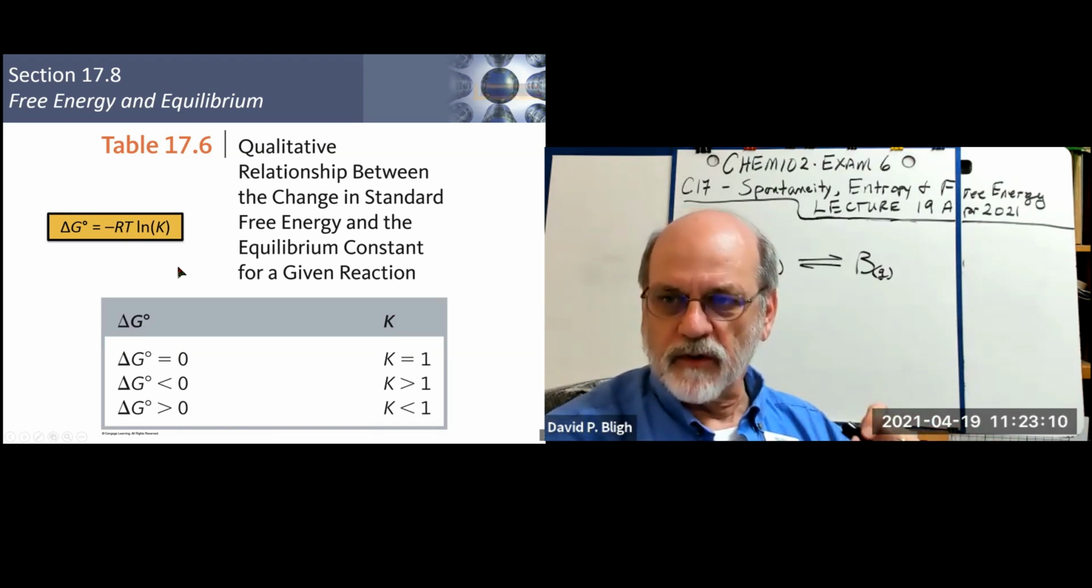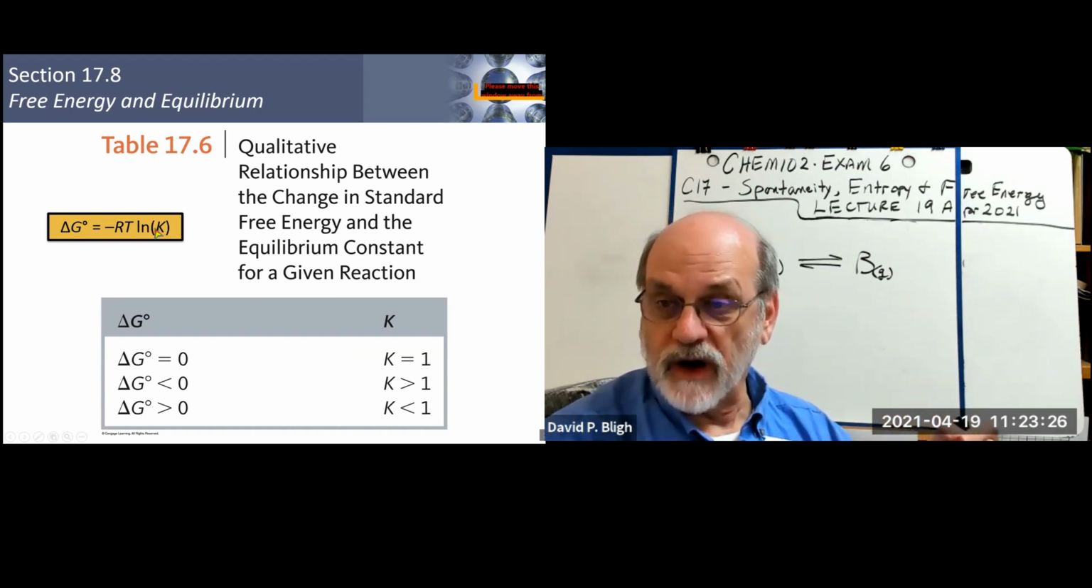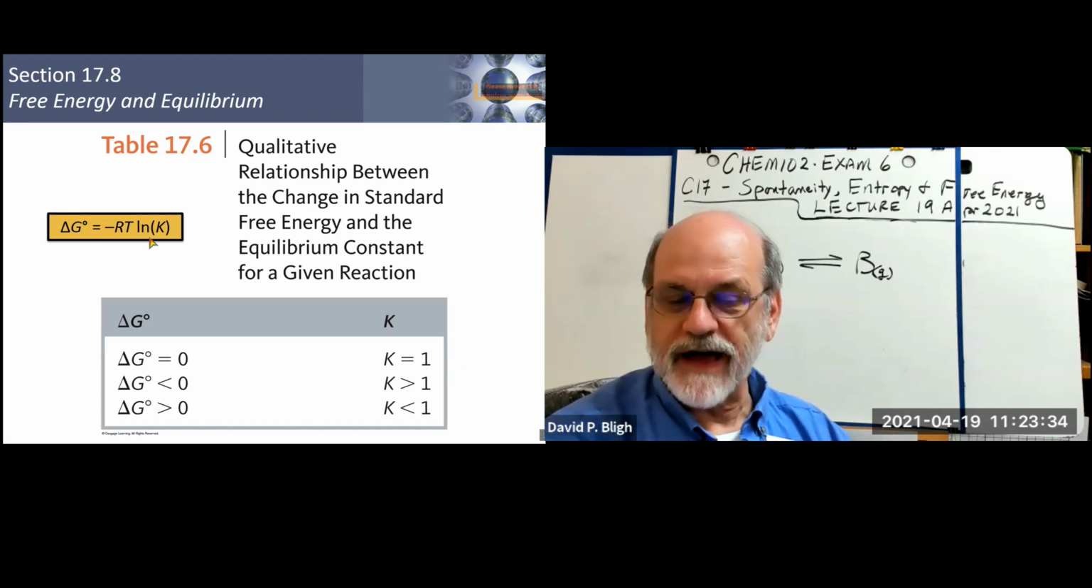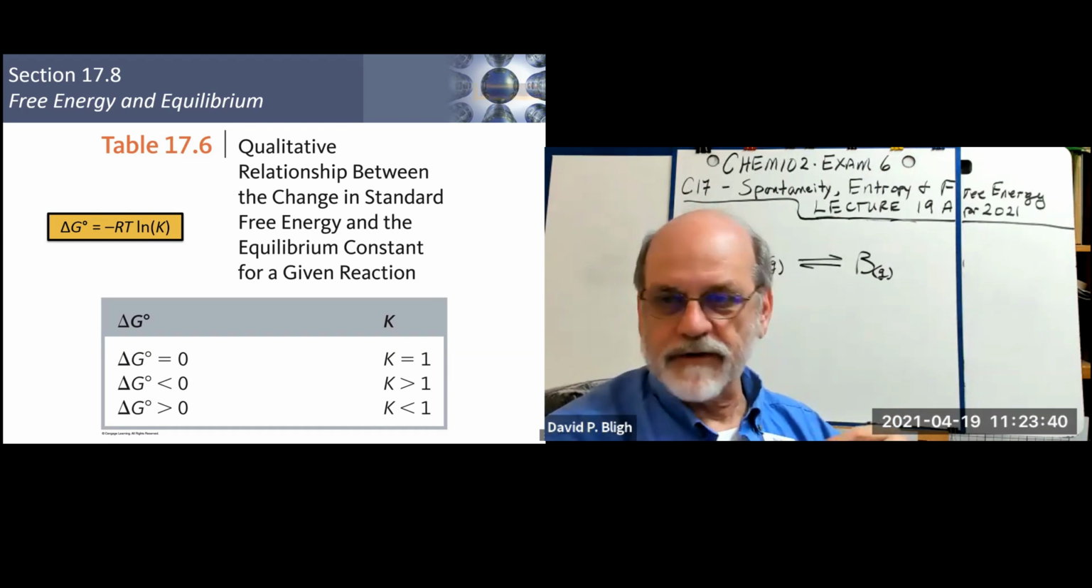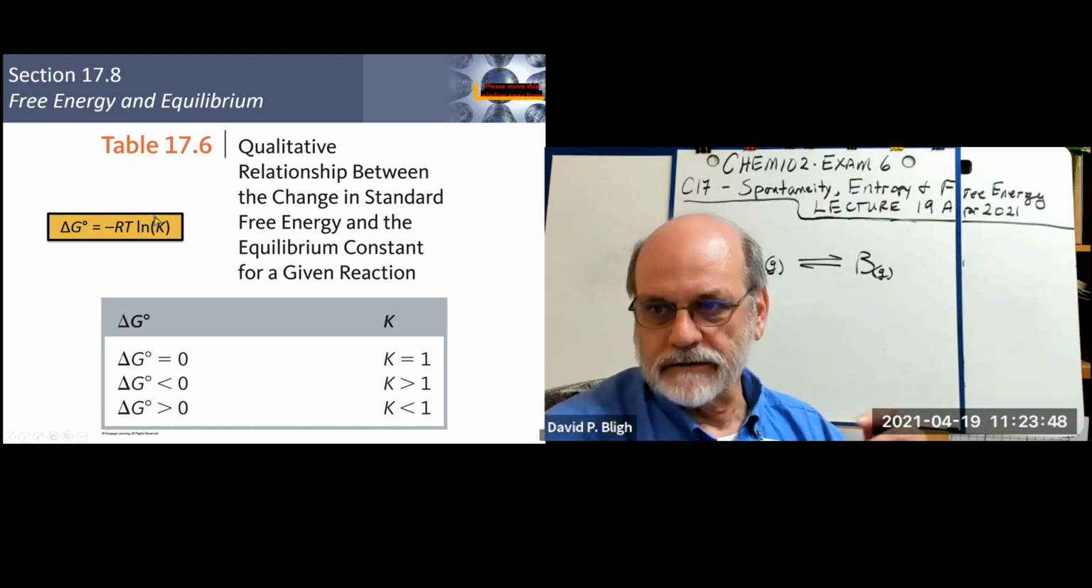So let's look at, remember when we were talking about equilibrium, when K equals 1, or K is greater than 1, or K is less than 1. If K is equal to 1, then we plug it in here. And the log of 1 is what? It doesn't matter what your base is. The log of 1 is always 0, because e to the 0 is 1. If it's common logs, base 10, then 10 to the 0 is 1. So it doesn't matter what the log is.